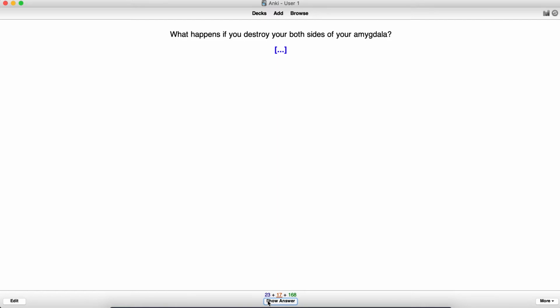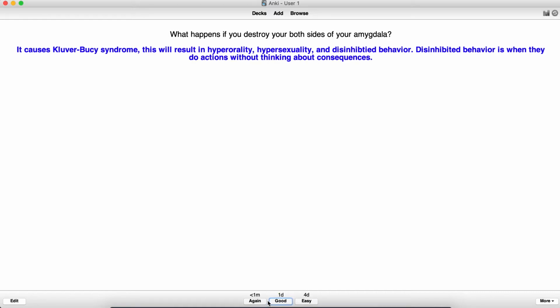What happens when you destroy both sides of your amygdala? By destroying your amygdala, you're destroying your aggression center, so it will cause hyperorality, hypersexuality, and inhibited behavior, in which you completely do actions without thinking about its consequences. Kluver-Bucy syndrome.